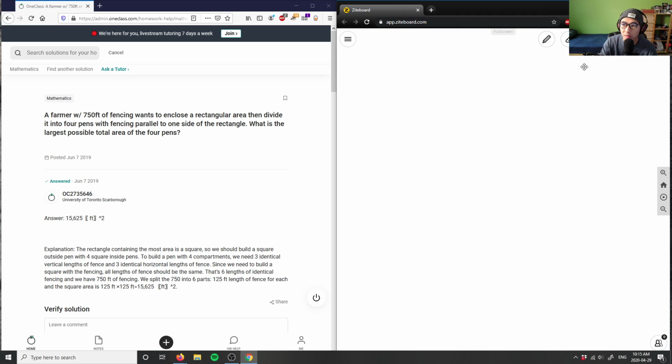Okay, let's do number 4 here. This is a farmer with 750 feet of fencing who wants to enclose a rectangular area, then divide it into 4 pens with fencing parallel to one side of the rectangle. What is the largest possible total area of the 4 pens here? So I have 750 feet of fencing and I want to enclose a rectangular area, then divide it into 4 pens, right? So what is the largest possible total area of the 4 pens?